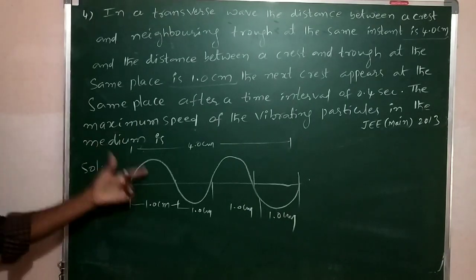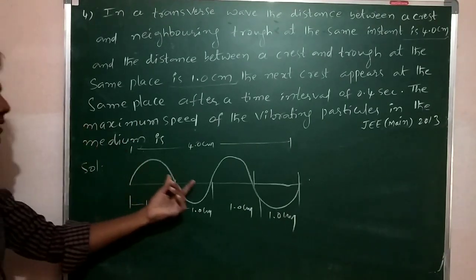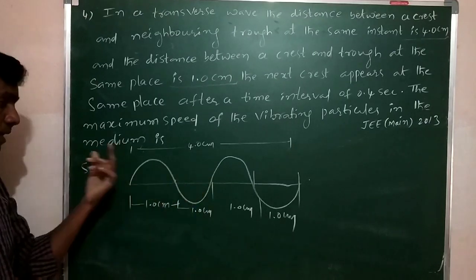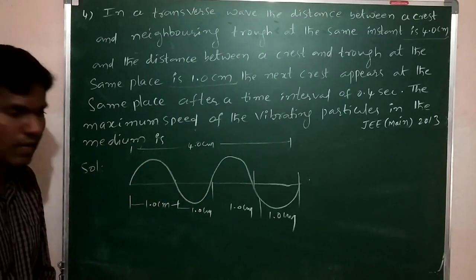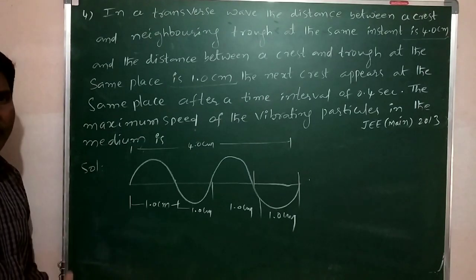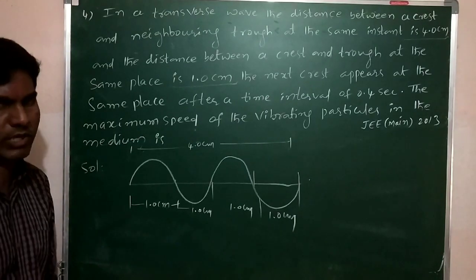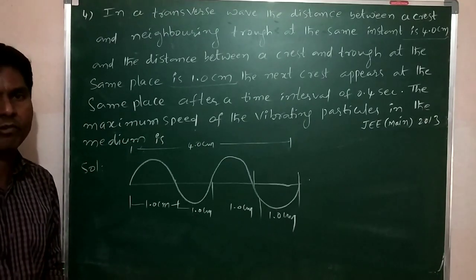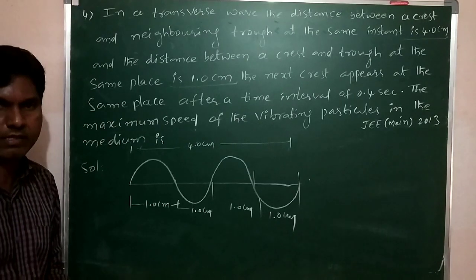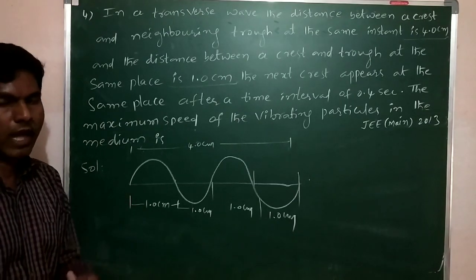Now whether we take the crest or the trough, its distance is 1.0 centimeters, but we should take the amplitude. So what is the amplitude? The maximum displacement of the particles from its mean position in the wave propagation is called amplitude.